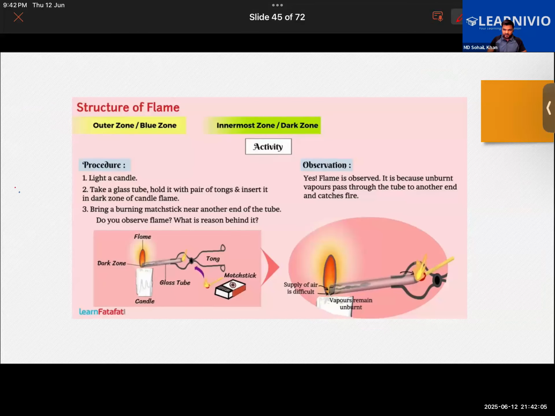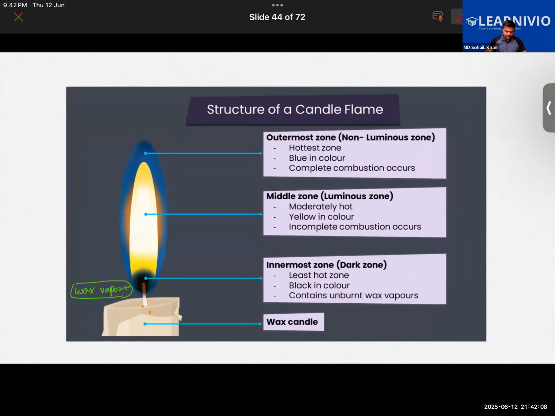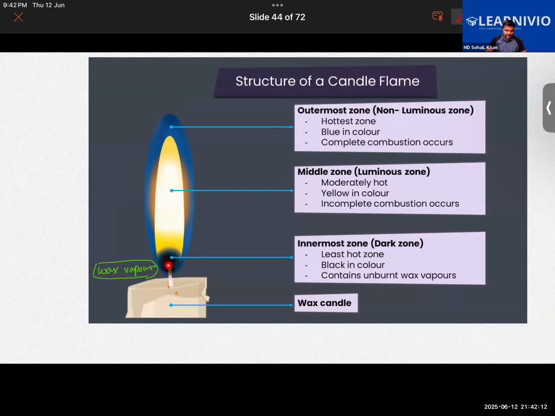Let me give a quick recap for everyone in the class. See, the innermost zone, this dark area that you see over here, is the least hot zone because combustion is not taking place properly. The wax vapors are not burning properly, they are unburnt. Because of this, the temperature is very low, it is dark in color, and it contains unburnt wax vapors. Second is this luminous zone, the bright yellow zone that you see. It is moderately hot, not very hot, not very cold, yellow in color. Here again incomplete combustion is happening. The wax vapors are not completely burning, only about 30, 40, 50% burning.